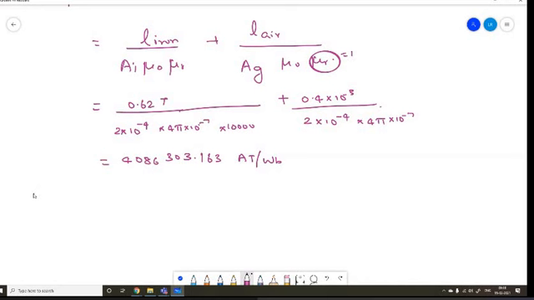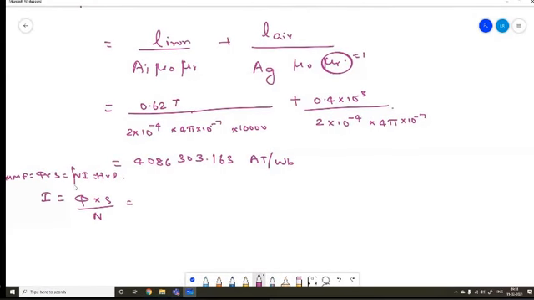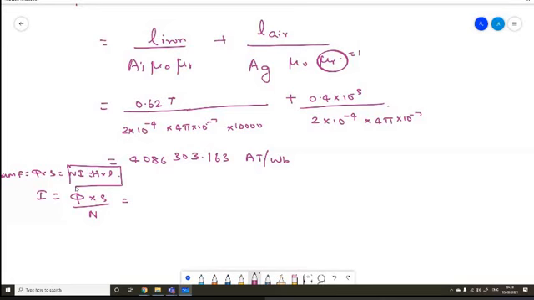And I is nothing but φ into S divided by N. So this relation we have already expressed. We know that mmf is equal to φ into S, which is also equal to N into I, which is also equal to H into L. Okay, so from this relation we can very easily express I.